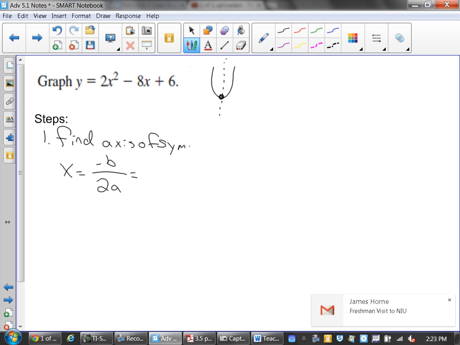You kind of vaguely remember that now, don't you? Now, in this case, what's the opposite of negative 8? 8 over 2 times 2. So what's 8 divided by 4? 2. So that means my axis of symmetry is at x equals 2. We okay with that?